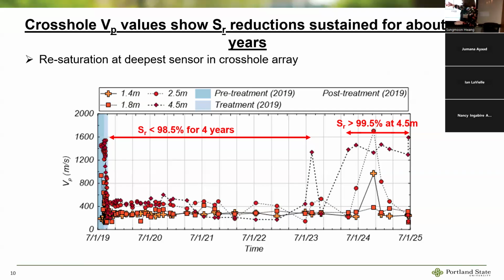Then we see a bit of a response at some other sensors. Not really sure what to make of these off measurements, but maybe it's kind of gas moving and shifting around in the system. I'm speculating. But what we know is that we did start to see resaturation at the site after about 5 years.